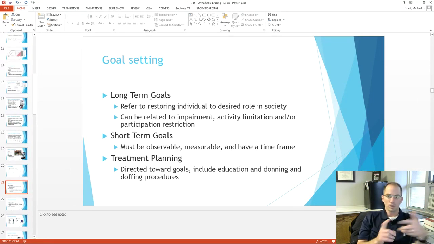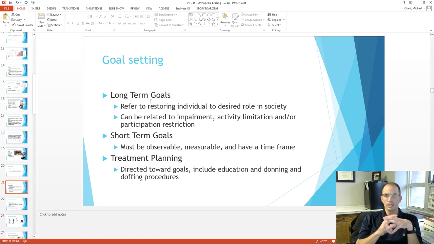Short-term goals, we want them to be observable, measurable, and have a time frame. So if I had prescribed this offloader brace, or if I'm fitting a patient for an offloader brace, it should have a pretty immediate impact on their pain levels at that medial compartment. So just make sure we're keeping that in mind too.